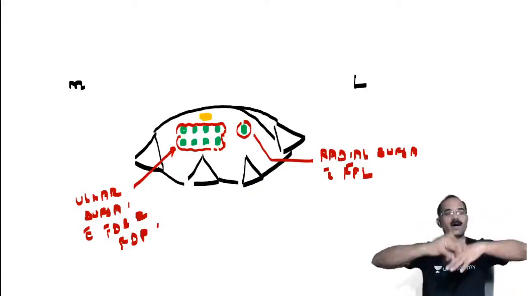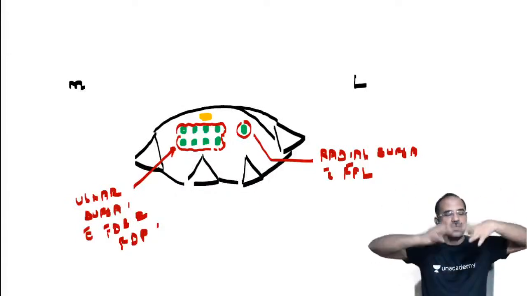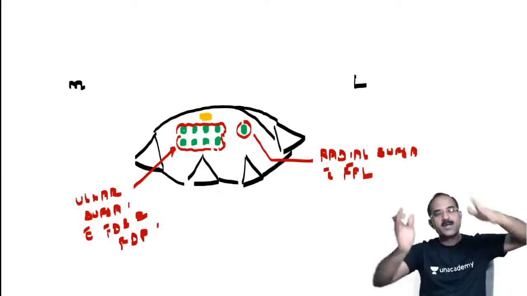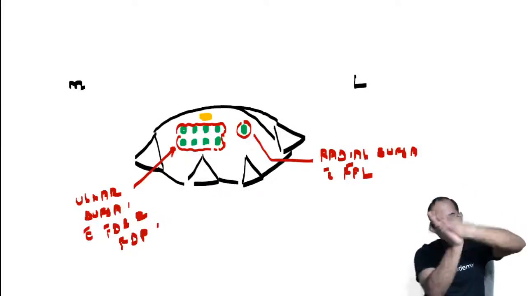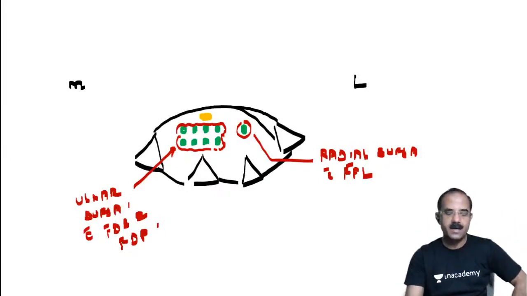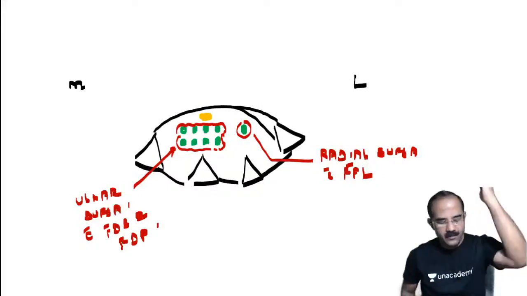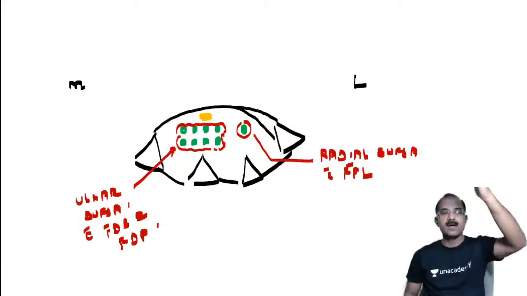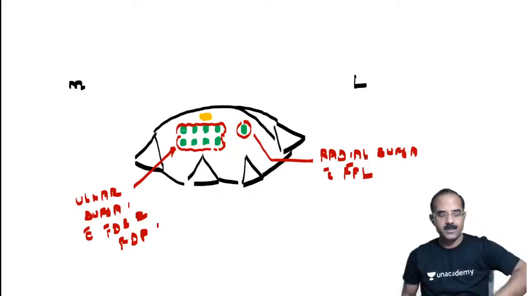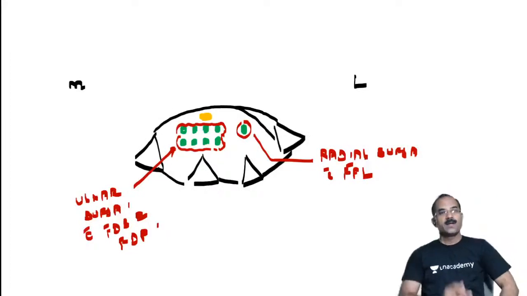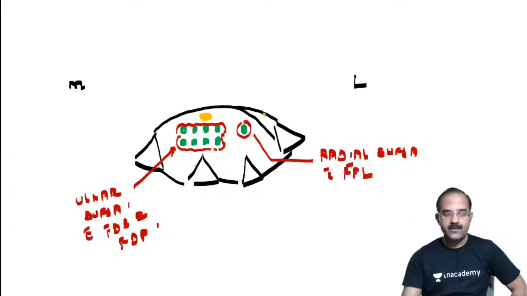And now, when there's an ulnar bursitis, when the ulnar bursa becomes inflamed, the median nerve gets compressed between the ulnar bursa and the flexor retinaculum. And this compression of the median nerve in the carpal tunnel is known as carpal tunnel syndrome. Clear?